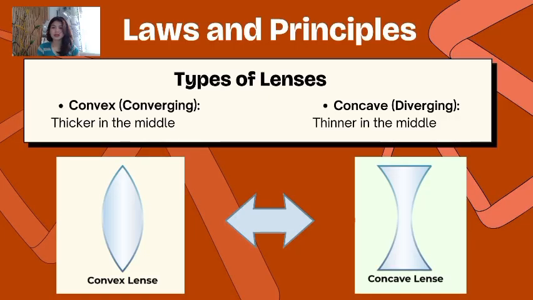Good day, everyone. Now let's move on to the laws and principles of lenses, and we'll start with the two main types of lenses, which are the convex and the concave lens. A convex lens is also called a converging lens because it makes light rays meet at one point, and it's thicker in the middle, while the concave lens is a diverging lens, meaning it spreads out the light rays, and it's thinner in the middle. In short, convex lenses focus light while concave lenses spread it out.